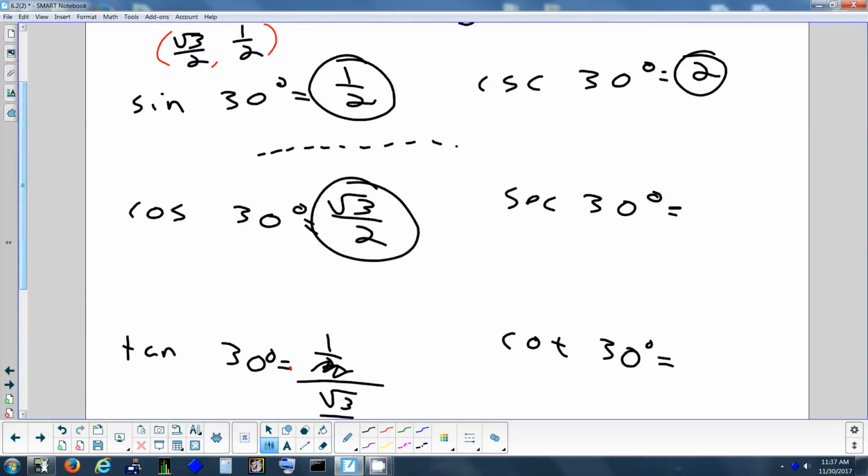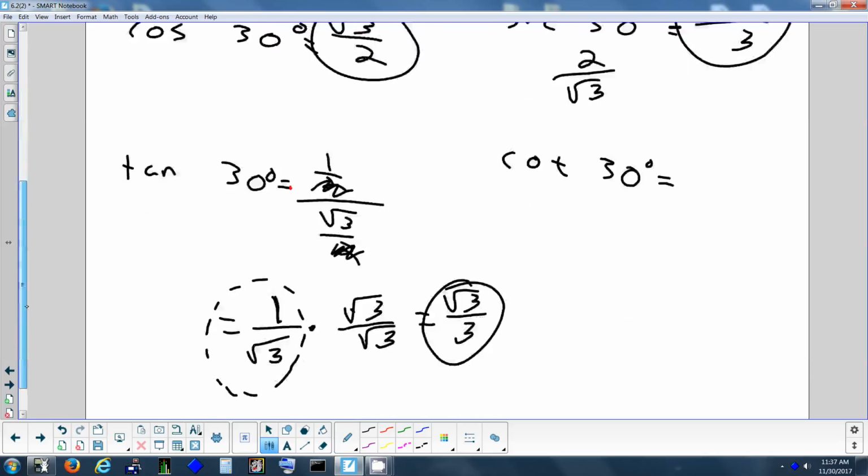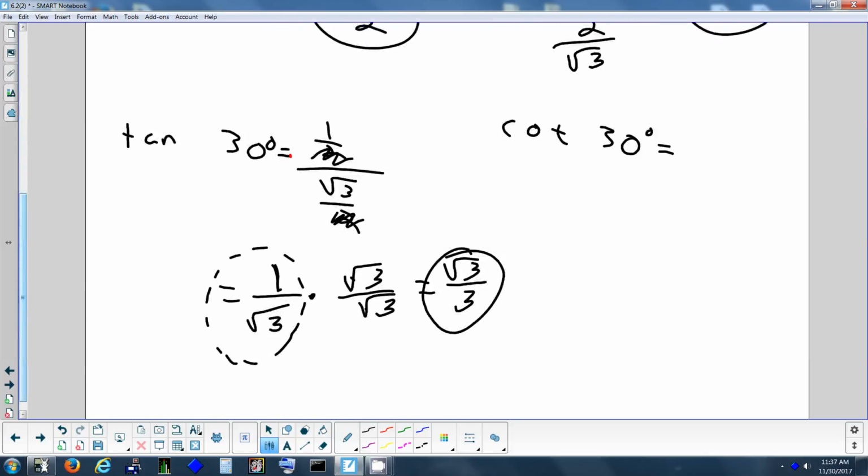Now, this one you're going to get 2 over the square root of 3, but can anyone tell me what you'd get once you fix that? 2 square root 3 over 3. Yep. And now the cotangent, I said to hang on to something because it would come in handy. What I put a dotted circle around, that is equal to that. So you could flip either the final answer or the one I have the dotted circle around. Yeah, I would flip the dotted circle because if you flip it, the root goes to the top and you're done.